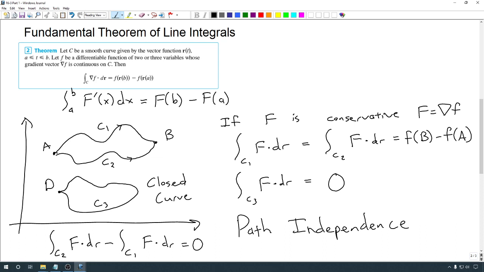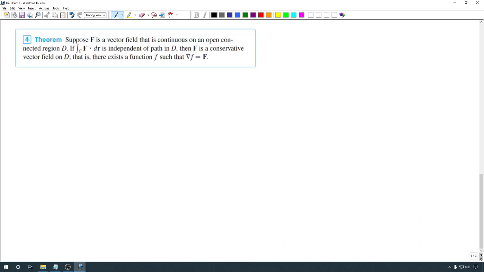So we've noticed here that being conservative implies path independence, but it turns out we can kind of go the other way. A vector field that we don't know anything about it being conservative right off the bat, but we can say that its line integrals in its domain are independent of path. That is enough to say that we have a conservative vector field.